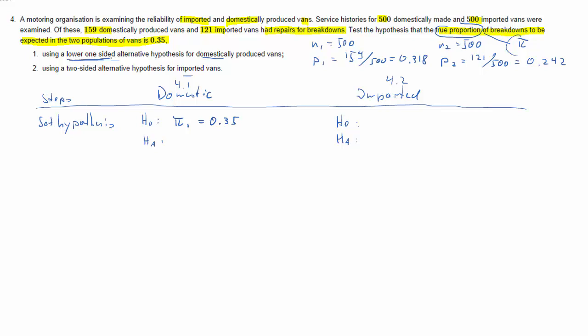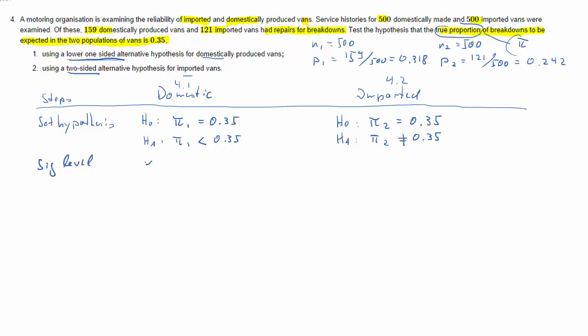So let's continue with the hypothesis. For the domestic car, we have a lower one-sided alternative, so the null is that pi1 is equal to 35%, and the alternative that pi1 is smaller than 35%. For the imported car category, we have the same null hypothesis, but now we have a two-sided alternative, therefore it is that pi2 is unequal to 0.35.